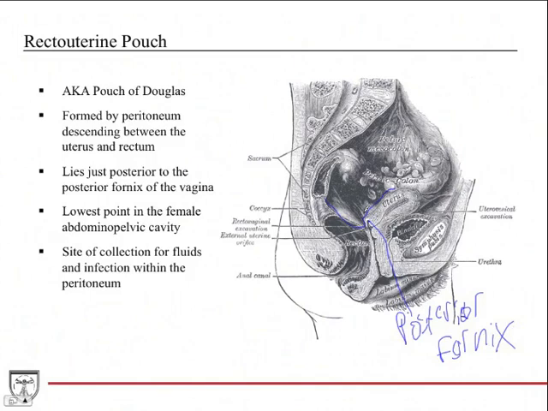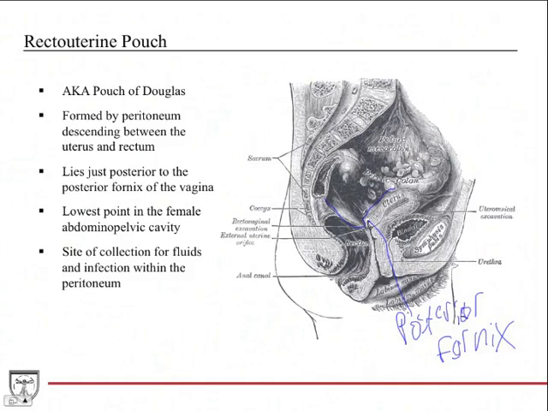Because the reason why the pouch of Douglas is important is it's the lowest point in the female abdominal pelvic cavity, and thus if you have a collection of fluids within the abdomen or the pelvis, or a collection of infection, it tends to collect down in this area in the pouch of Douglas. And so the reason why that would be significant clinically is, one, this is where you would have all this extraneous material, either fluids or infection, collecting.